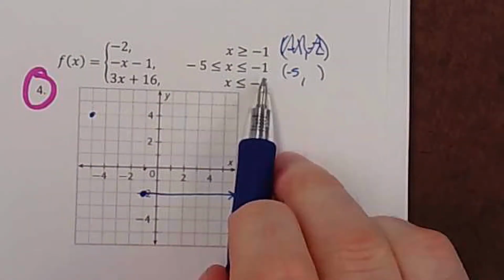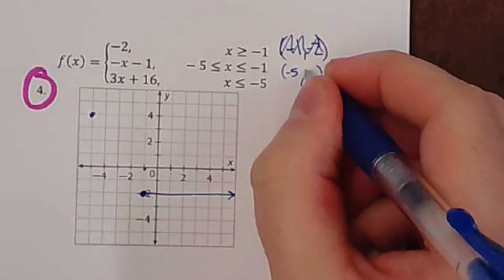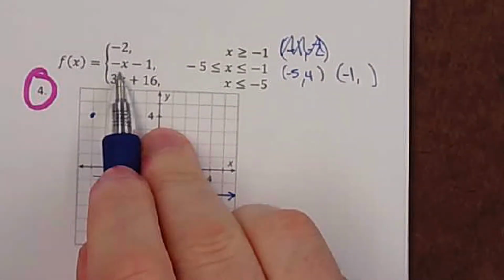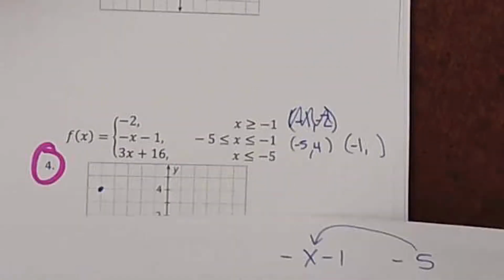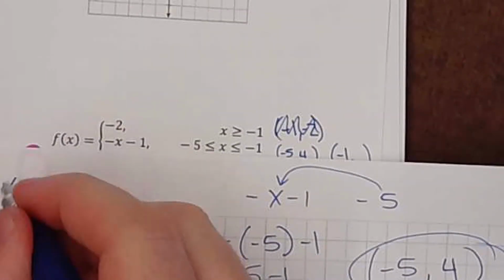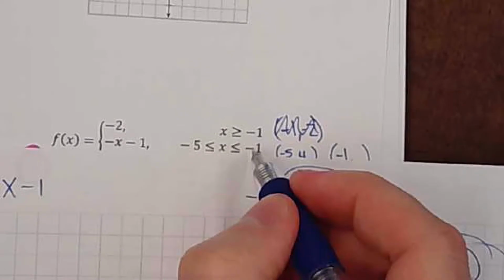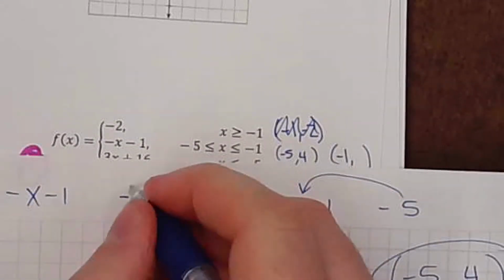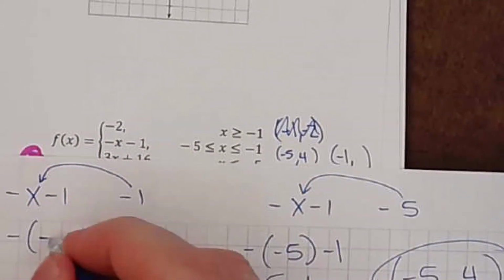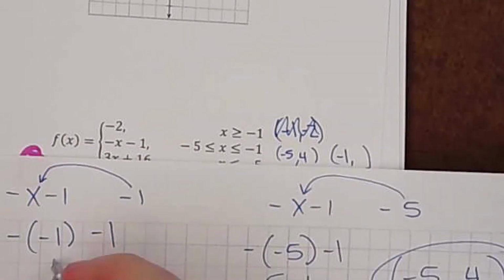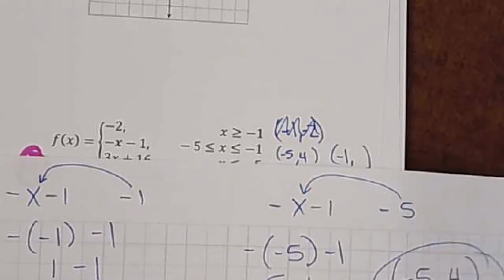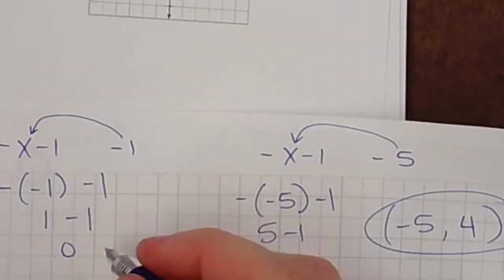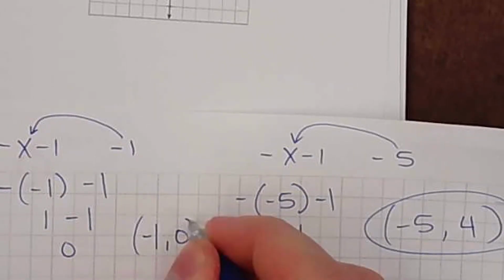And since I have another point, I just repeat the process with this guy. So I got -5, 4, and I'm also going to get -1. Well, if I plug that in there, -x minus 1, I'm plugging in -1. Two negatives make a positive. 1 minus 1 is 0. So I plugged in -1 and I got 0.